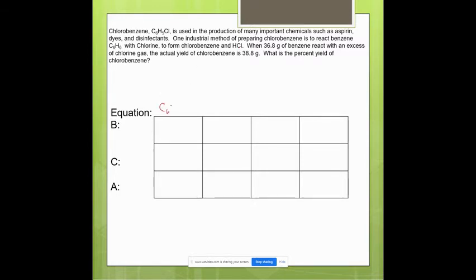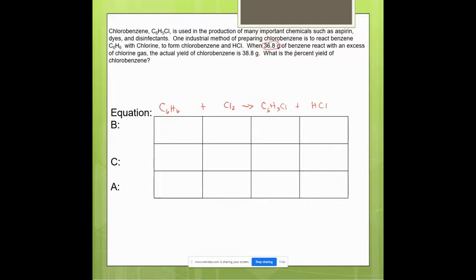So C6H6 plus Cl2, remember chlorine is a Brinkelhoff, forms our chlorobenzene, C6H5Cl, plus hydrochloric acid. All right, so make sure that this is balanced. It's already balanced. We're going to take our amount of benzene here.